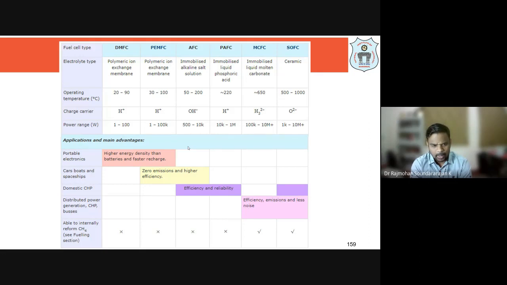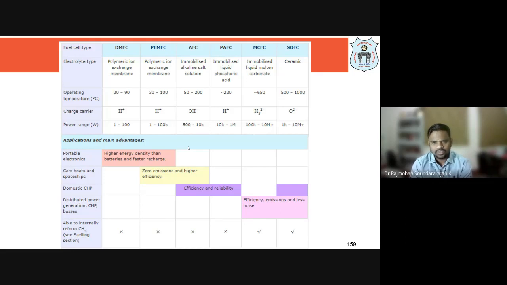Okay. So among these types of fuel cells, there are certain fuel cells which can internally reform methane. That is the fueling section we are going to discuss. So which can internally reform, that is, steam reforming can be done. Among these different types of fuel cells, molten carbonate fuel cells and solid oxide fuel cells are capable of internally steam reforming the methane.